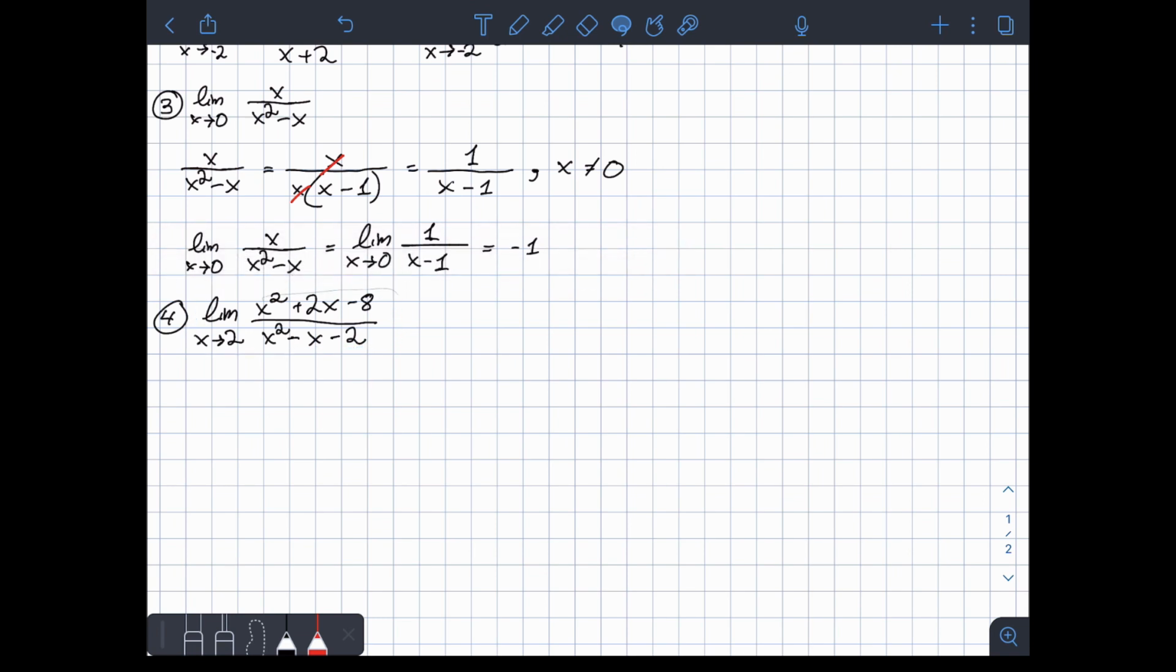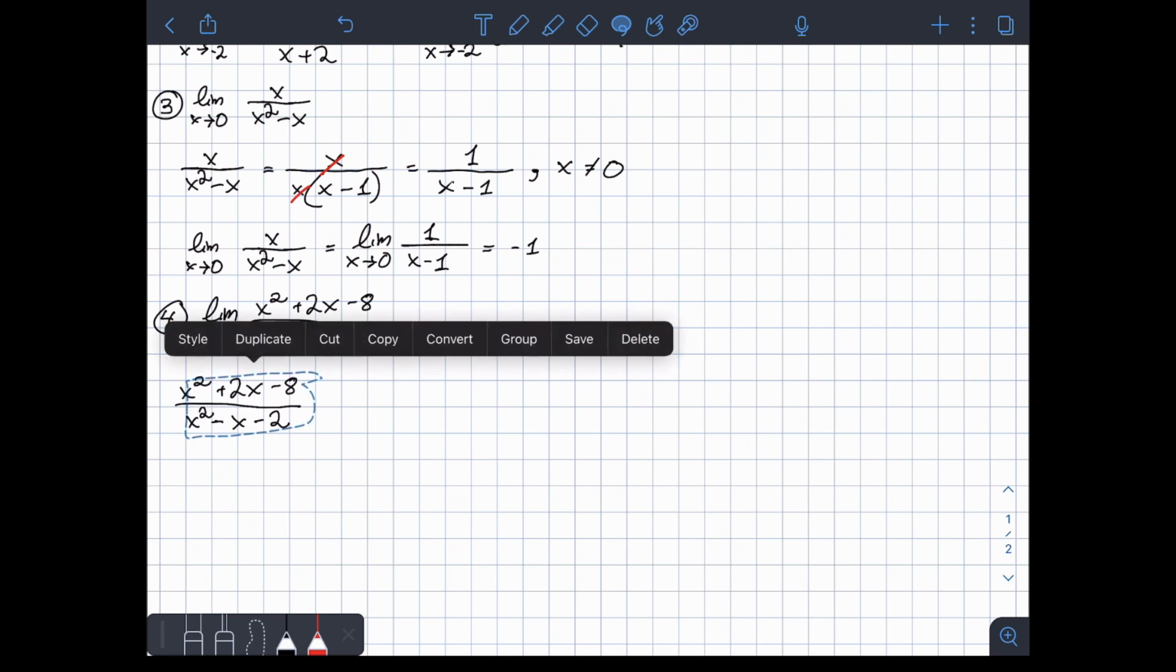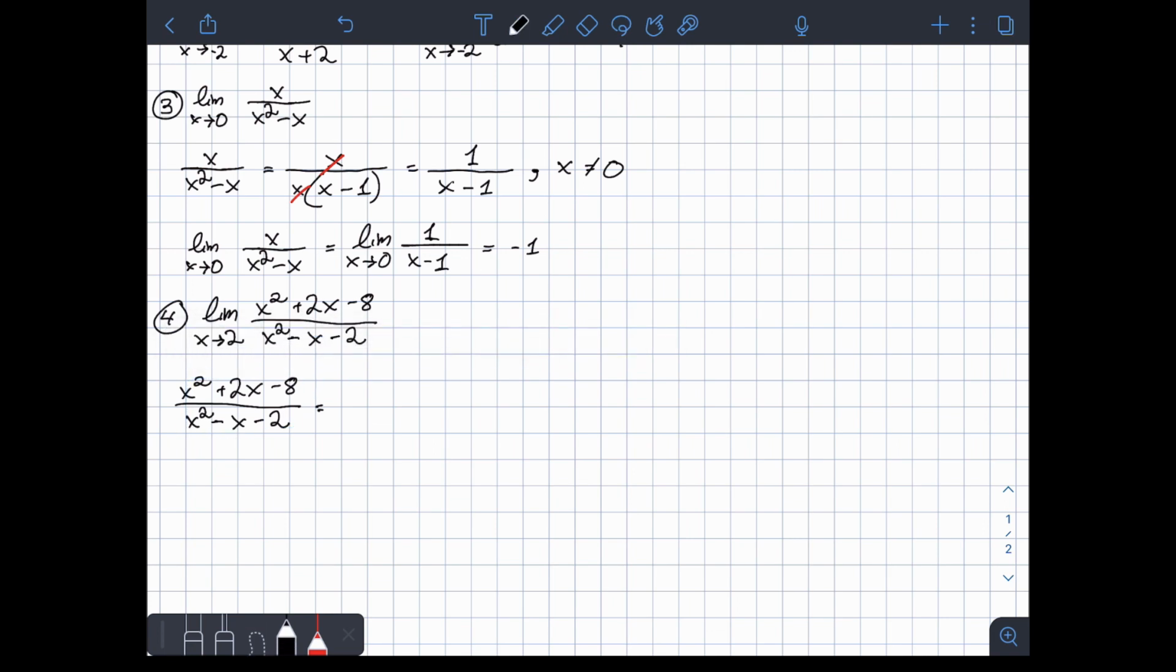So, realizing that these can be factored, let's try to see if we can get an equivalent function. So we have x plus 4 times x minus 2 over x minus 2 times x plus 1. And there you go. The x minus 2's cancel out. We have x plus 4 over x plus 1.